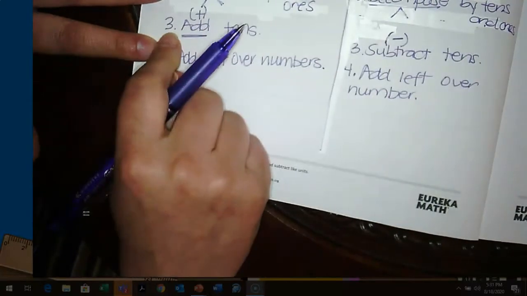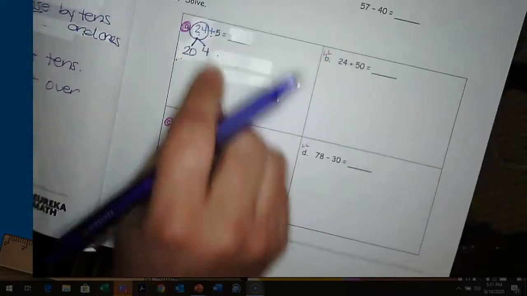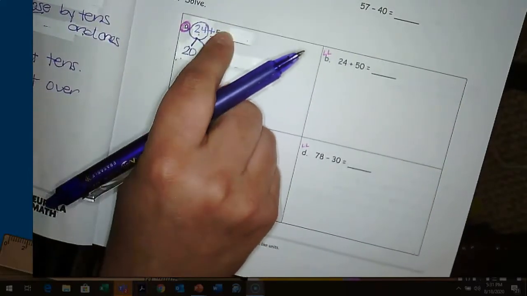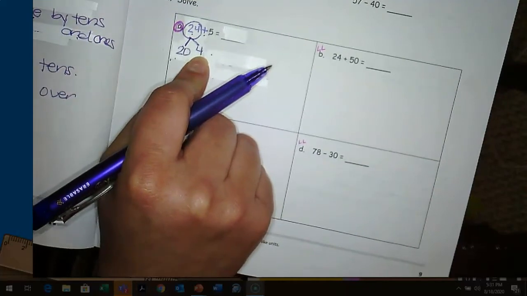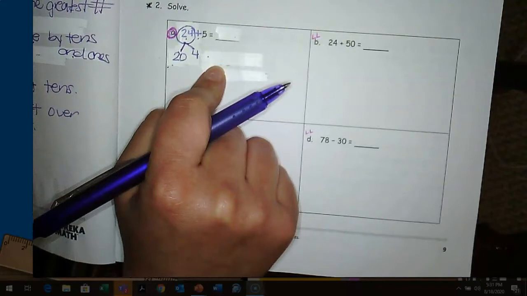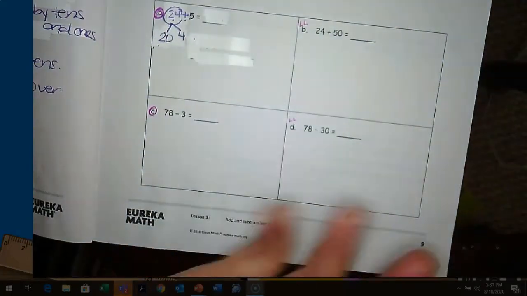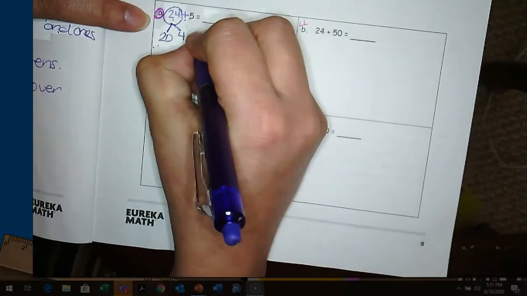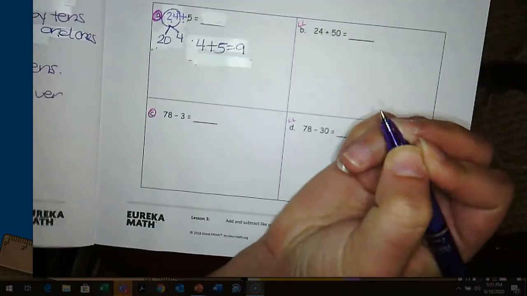Now the next step, and we're working on adding like units, and it says add tens. But look, boys and girls, do I have tens? No, I don't. What units do I have that are alike? You're absolutely right. I have ones. So what I have to do is I add the ones because they are in the same place value. I add 4 plus 5 equals 9.